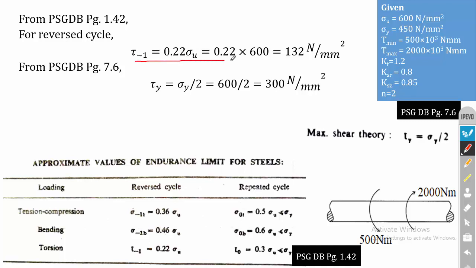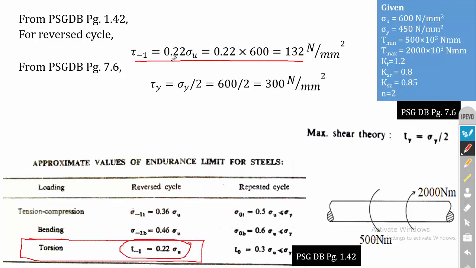Then the tau endurance. We know that if the endurance limit stress is not directly given, then we can select the equation from page number 1.42. And in 1.42 you can see that for torsion, tau minus 1 is equal to 0.22 times your sigma u.